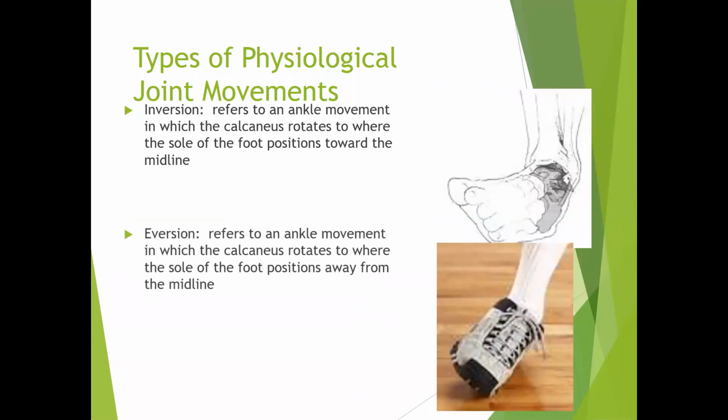Now this is happening at the ankle joint itself, okay? So inversion versus eversion. Inversion refers to the ankle movement in which the calcaneus, that heel bone, rotates to where the sole of the foot positions toward the midline. So inversion, foot in, is what I think. If that helps you, great. If it doesn't, just discard. Eversion refers to the ankle movement where the calcaneus rotates to where the sole of the foot positions away from the midline. So think about this. If this is my foot, I'm going like this, inversion or eversion.